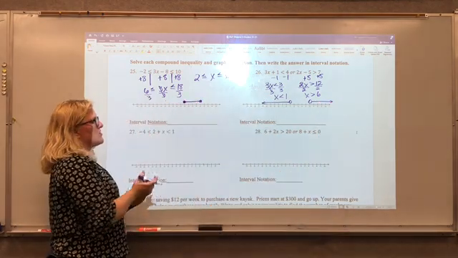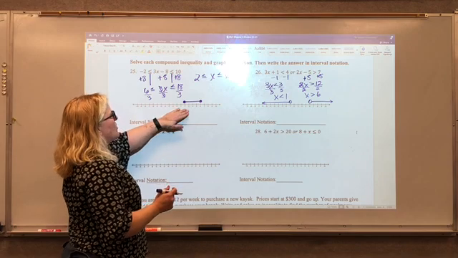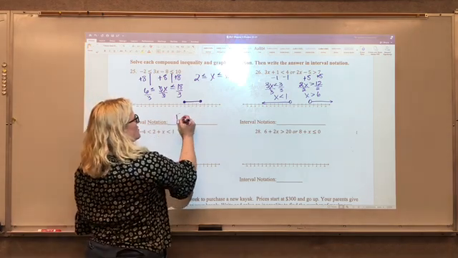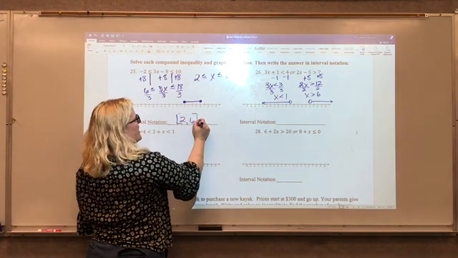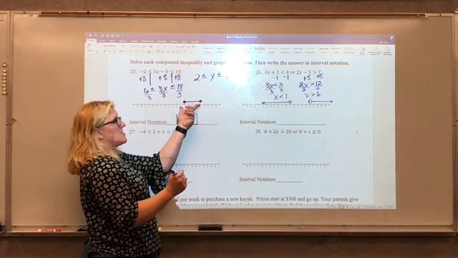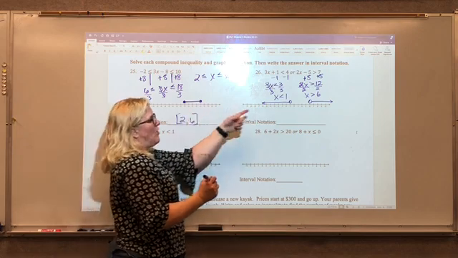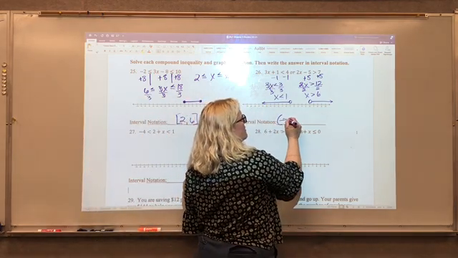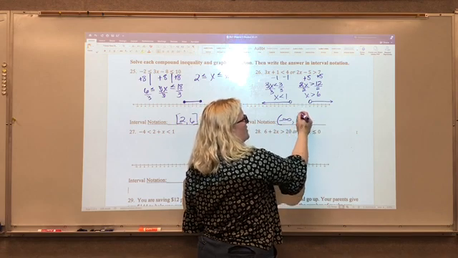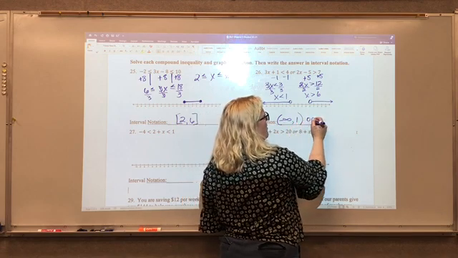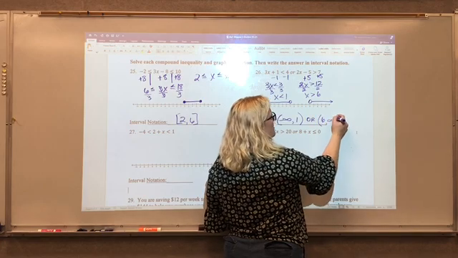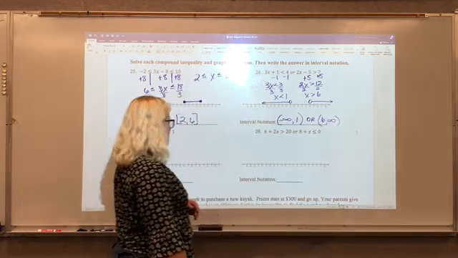Oh, I forgot interval notation. So for this one, I start from the left, I go to the right. So I have 2 and 6, and they both have brackets because the circles are filled in. Over here, I'm coming from negative infinity, and I'm stopping at 1, or I start at 6, and I go to infinity.